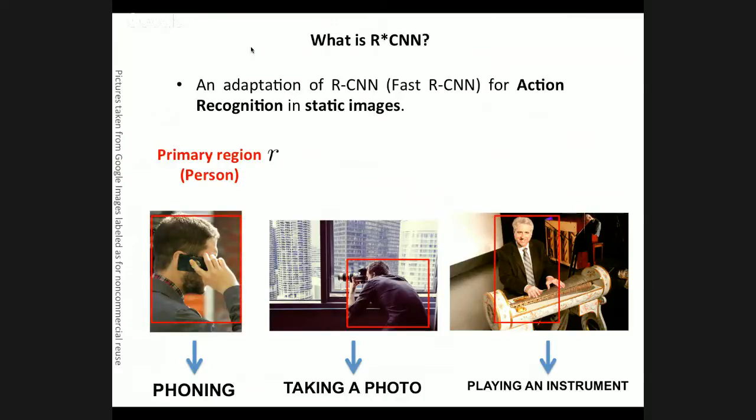We need some contextual cues to know that they are doing a specific action. The first person is calling someone using a cell phone. The other one is taking a picture. And the last one seems to be playing some kind of instrument, and it's not a piano. So the idea of the paper is that we have to use these secondary regions of the image to classify the action.